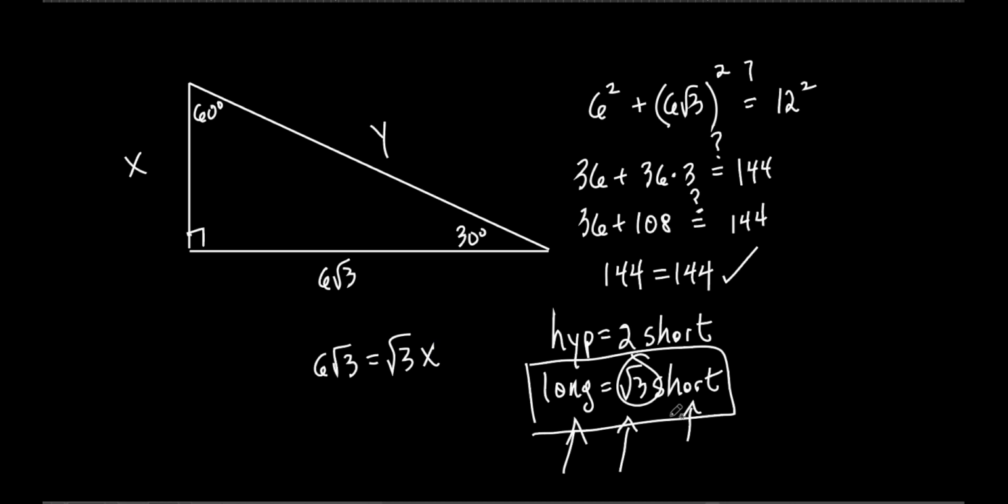Let's put the desk down, please. I just stuck everything into my little formula. That's the long side. Put in equals, put a square root of 3, put whatever the short side is. Now I just have to do really easy algebra. It's very easy. How do I get x by itself? Divide by what?